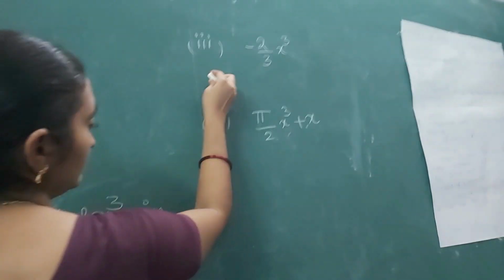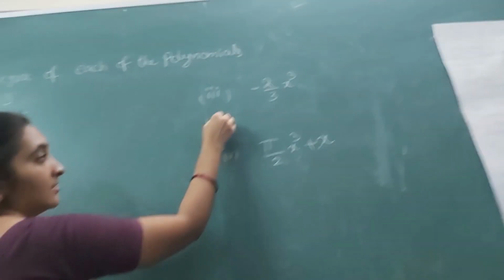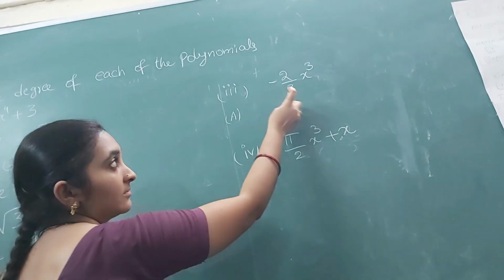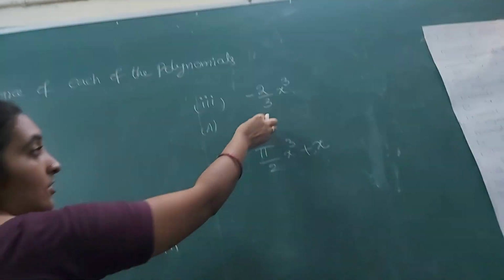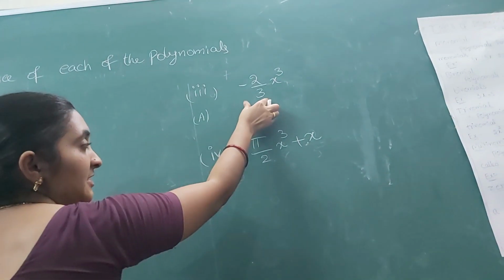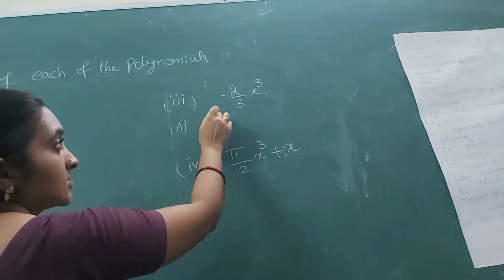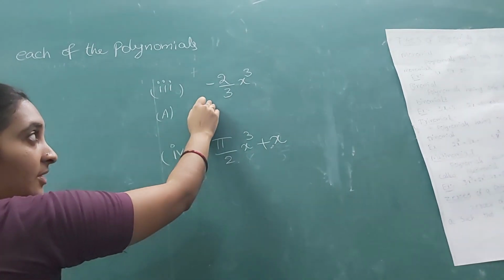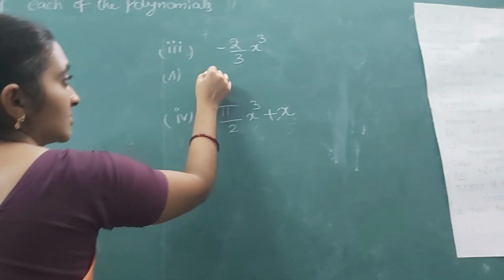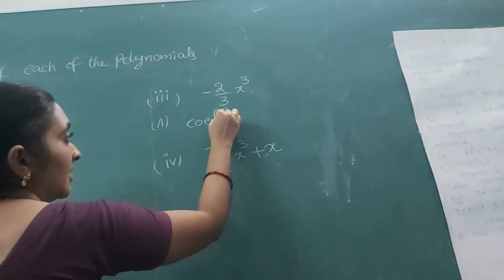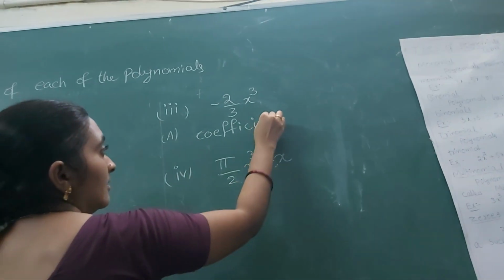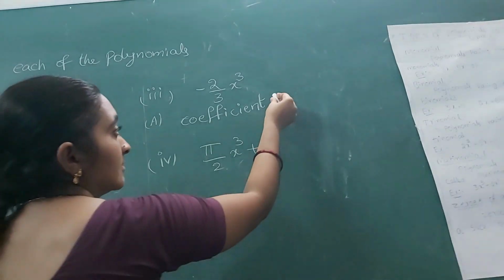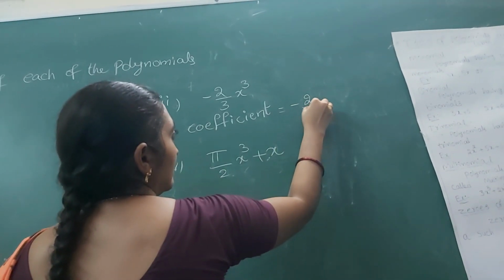Next, third problem. In this polynomial, which polynomial is it? Tell me. It is a monomial. Why? Because only one term is there. So it is a monomial. In this monomial, x cube coefficient is minus 2/3.